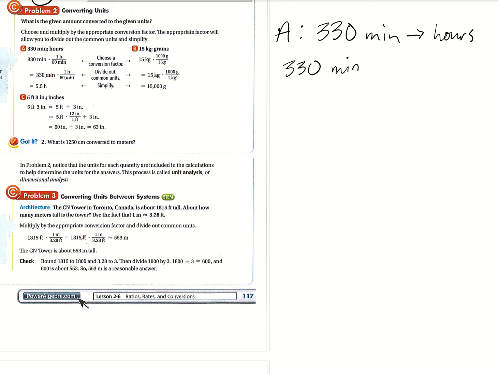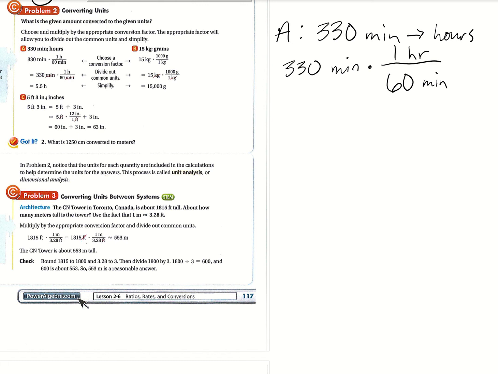All right, and then you are going to multiply that by... so you need to get rid of the minutes. All right, so let me show you. Yeah, so the way they do it is 1 hour over 60 minutes. All right, this is correct, obviously, right?